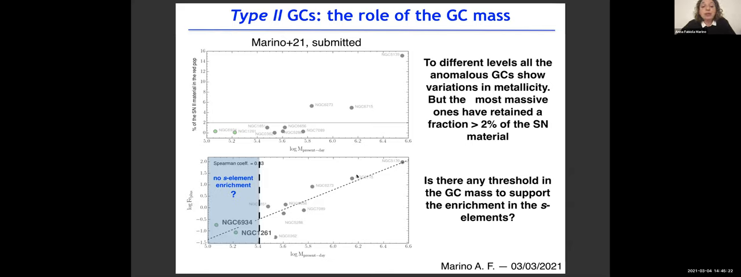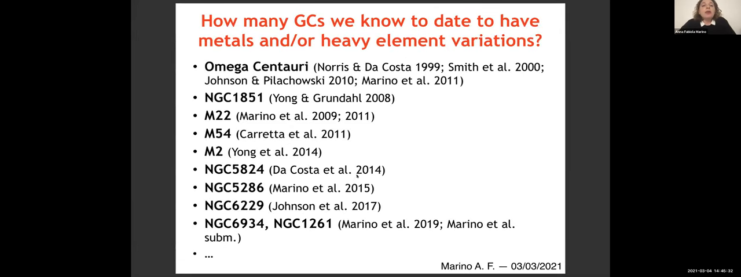So our question is if there is a threshold in the globular cluster mass that can support the enrichment in the S elements. Well, this is a list of globular clusters in which heavy elements, iron and S elements, have been studied. Of course, this is a list that will be enriched, I hope, with new objects.